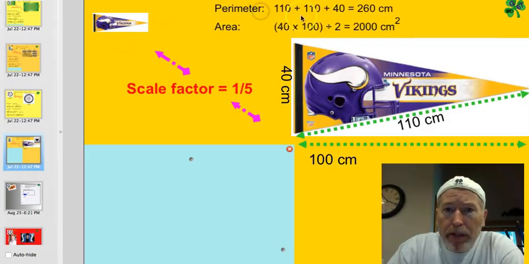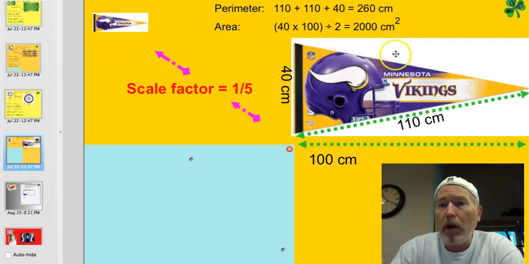Well, first you would have had to determine the perimeter and area of this larger one. So we added up 110, 110, and 40, our three sides. We had 260 centimeters as our perimeter. The area was base times height divided by 2, so that's 40 times 100. Then we divide that by 2, we have 2,000 centimeters squared on the larger one.